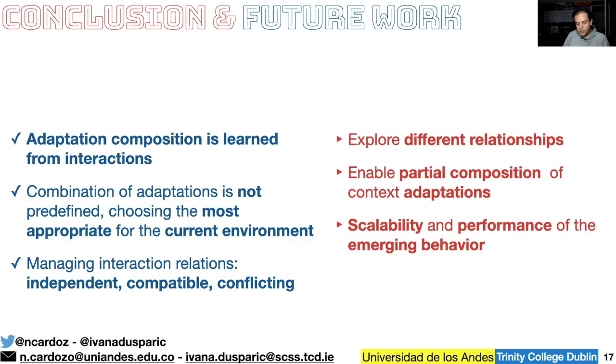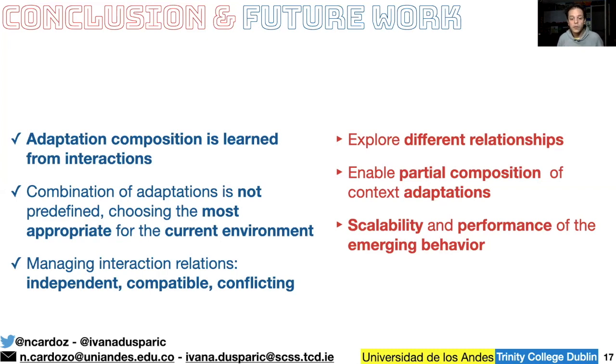So to conclude our presentation, we have presented a technique for learning the way in which adaptations are composed based on their interactions. So this is a good approach, as we saw from these early results, because we are not predefining the way in which adaptations are composed for all possible situations, or even a little bit dynamically, but the system can learn the best way, what is best for the system, based on our learning agents. And we can manage the three types of adaptations that we identified, which are the independent, compatible, and conflictive adaptations.